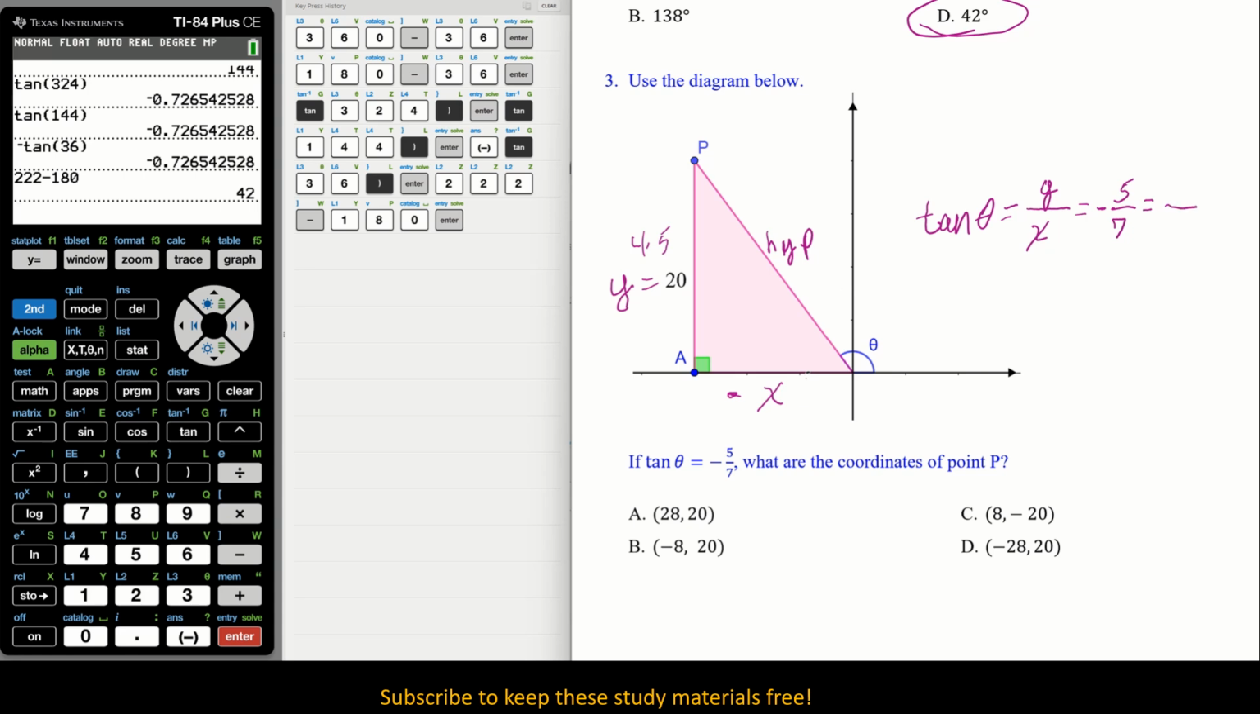Okay, so now let's go to the values we have. And we also know that there's a negative hanging out here. Let me write that a little bit clearer. So if 5 is related to the x, I bring the negative out in front, and then the 7 is related to the 20. So what do we really have here?